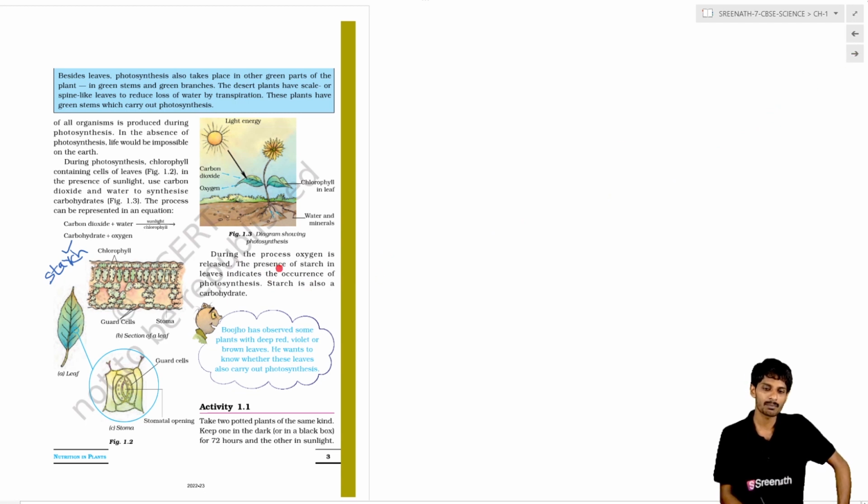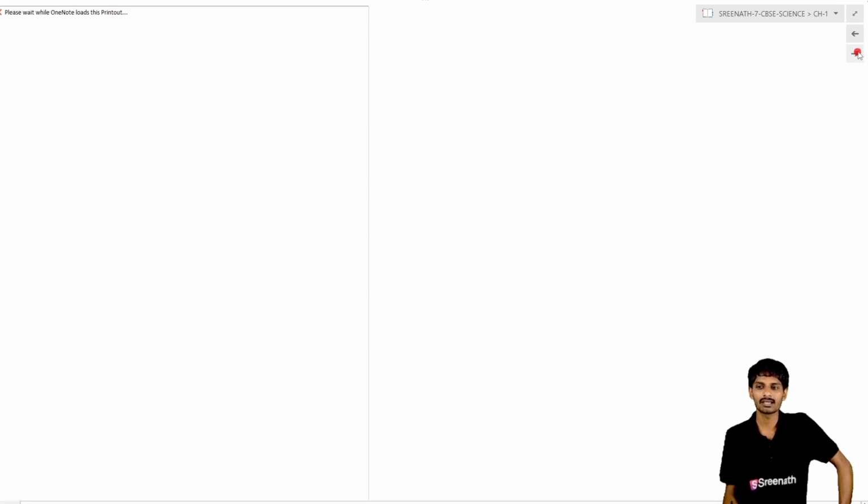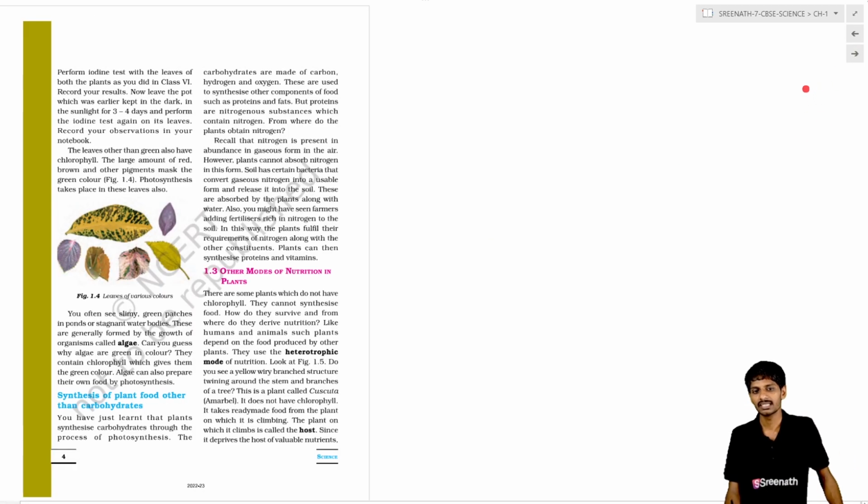The next one is: the presence of starch in the leaves indicates the occurrence of photosynthesis. If there is starch in the leaves, then it shows that photosynthesis has been done. Starch is also a carbohydrate. In our previous class we have learned how photosynthesis can be done, that we have understood previously.